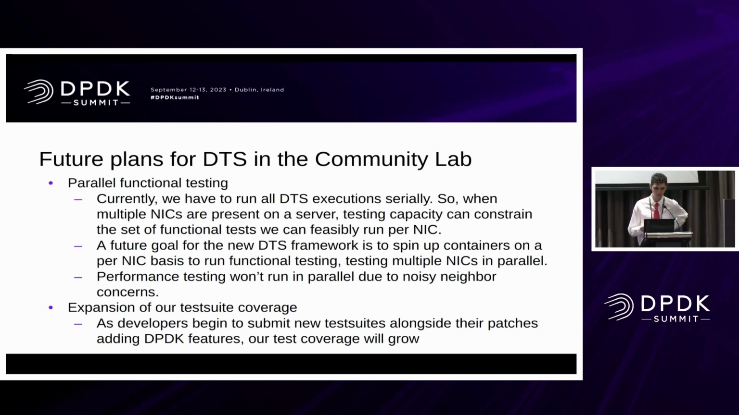So what we'd like to see coming up from DTS that might make lab operations better. We do have these situations where we've got, say, a server with 3 or 4 NICs in it, and then we're running performance and functional tests for each of those NICs, and that all happens serially. So this has begun to cause a small testing capacity problem.